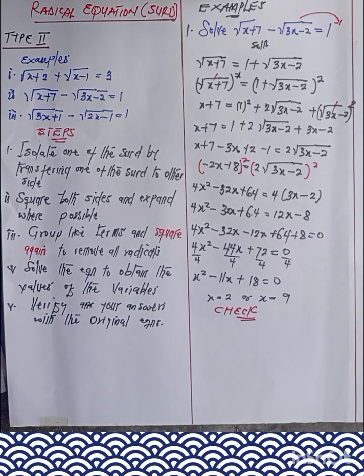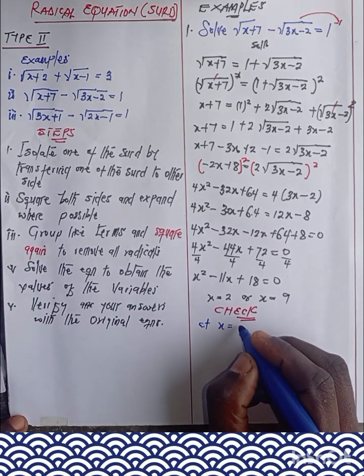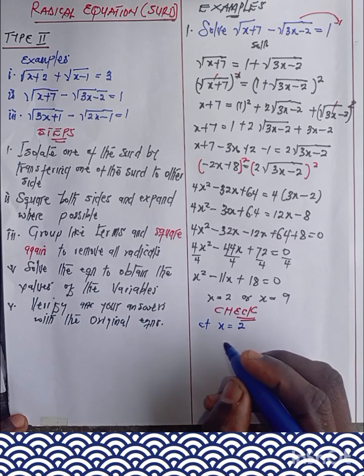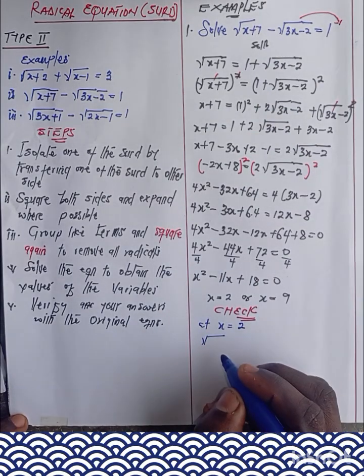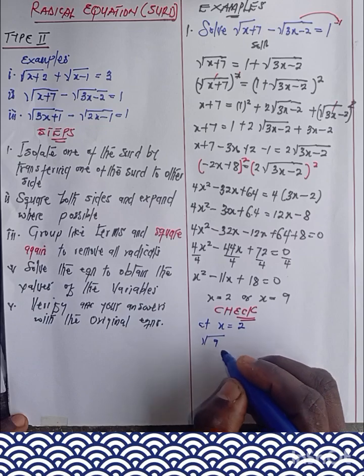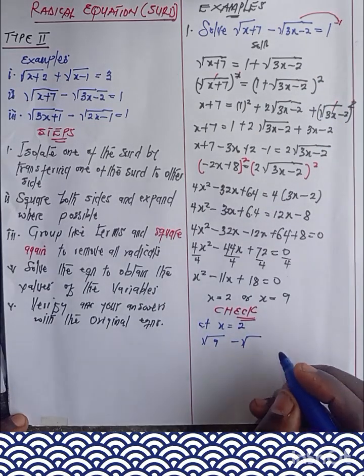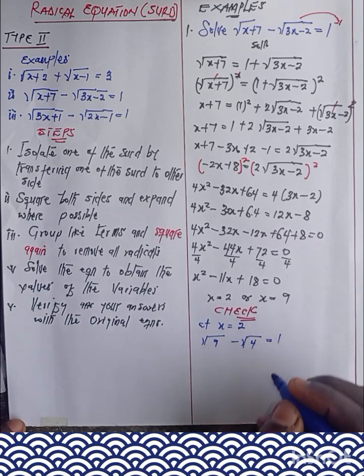So let's check at x is equal to 2. This is the original equation. So we are going to get 2 plus 7, which is 9, minus root of 2 times 3, which is 6, 6 minus 2 is what? 4, right? Is equal to what? 1.